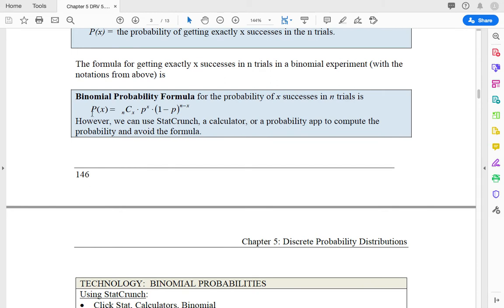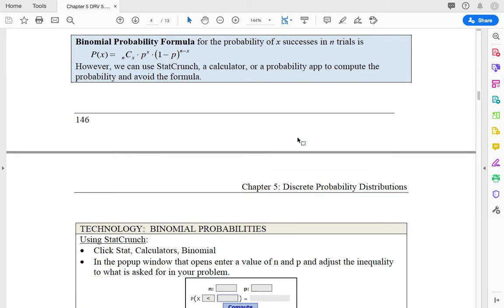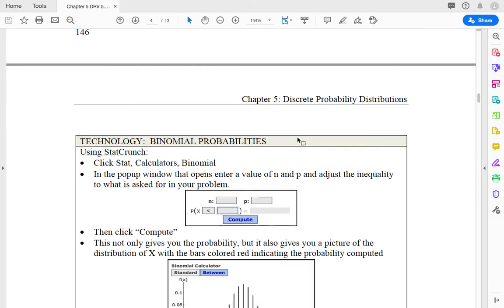It's an awesome formula to use, but it's really only going to be useful if you're calculating probability by hand. Otherwise, we use StatCrunch, or you could use a calculator, or you can use a probability app. I've made a list in the reading of probability apps you can put on your phone. If accessing StatCrunch is difficult, if you don't have access to a computer with StatCrunch, then you can download one of these probability apps and do basically the same thing.